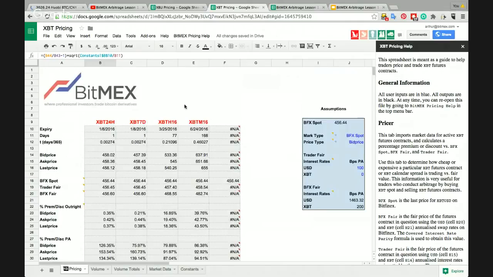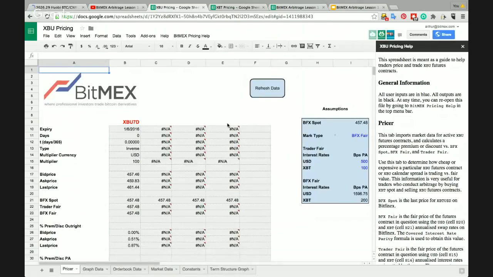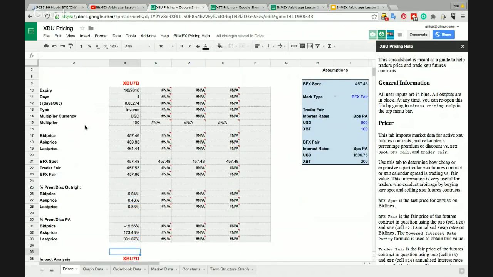Now let's take a look at our XBU pricing sheet. This one is fairly similar. We have the weekly XBU contract. Let's put in 1-4. And we see here we have a T, same as before, the prices of the contract on the market, and then our spot prices. And again, we want to calculate our premium and discount on an outright basis, and then on a per annum basis.